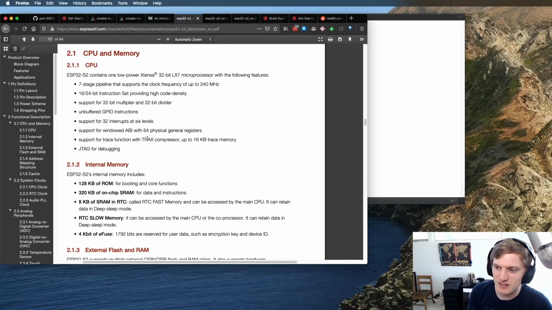Yeah, interesting. So Unexpected Maker says the good news is the S2 has separate cache for flash and PSRAM. Currently, the ESP32 has a shared cache, which is terrible.